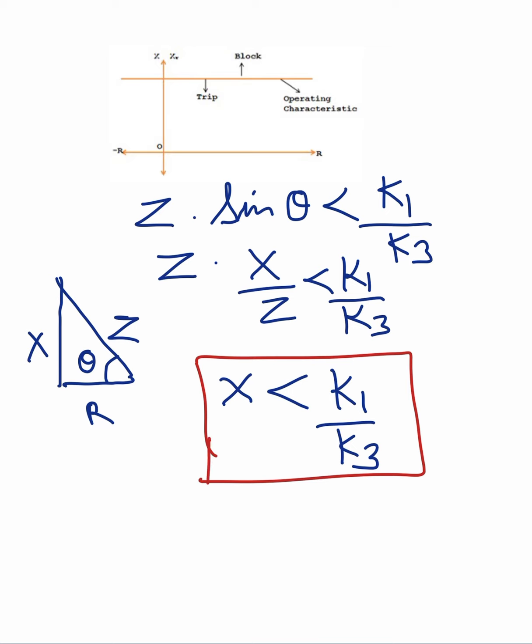So in the operating characteristics, the graph has the R axis and this is the minus R axis. So below this region there is the trip. So the operating characteristic is this: below this region is the trip, and above this region is the blocking region. So this is the operating characteristic of the reactance relay.